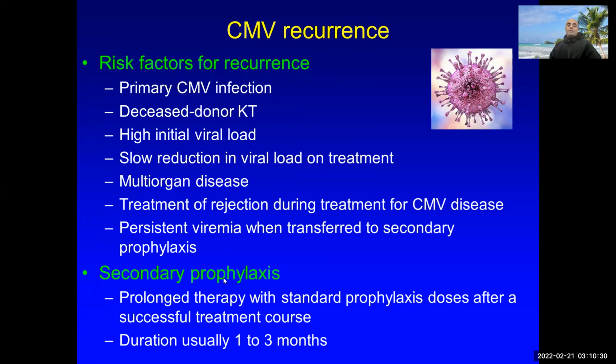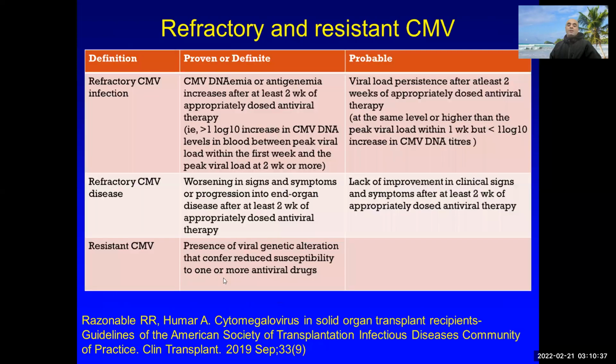Secondary prophylaxis: prolonged therapy with standard prophylaxis dose after a successful treatment course, duration usually 1 to 3 months. Refractory and resistant CMV, refractory definition.